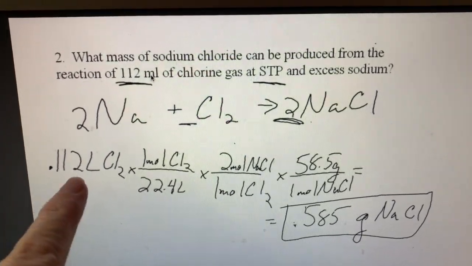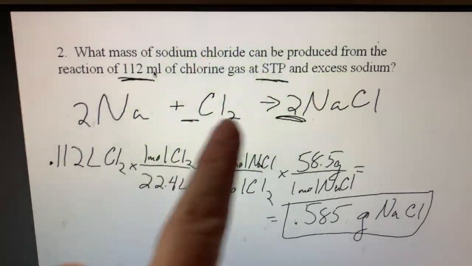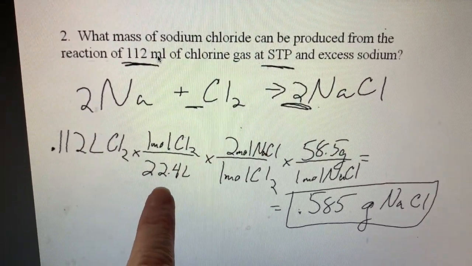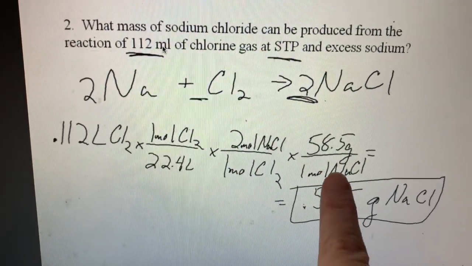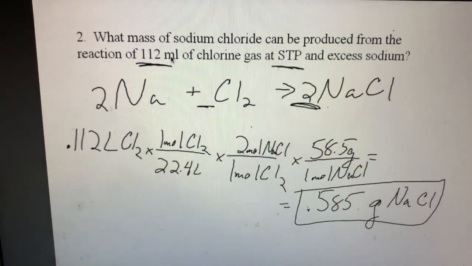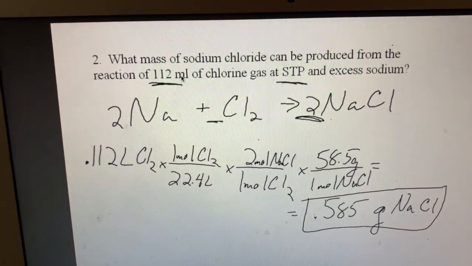All right. So I have my volume in liters, converting that to moles. Because I'm at STP, I can use 22.4. Converting from moles of chlorine to moles of sodium chloride. 1 mole of sodium chloride, 58.5 from the periodic table. I get about 0.585 grams as our answer.